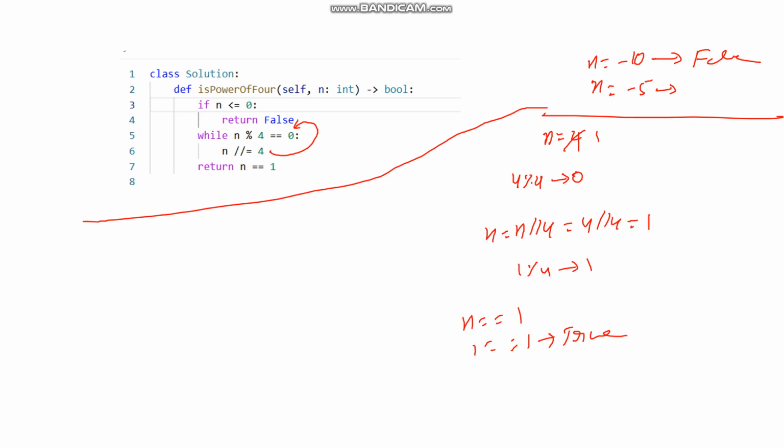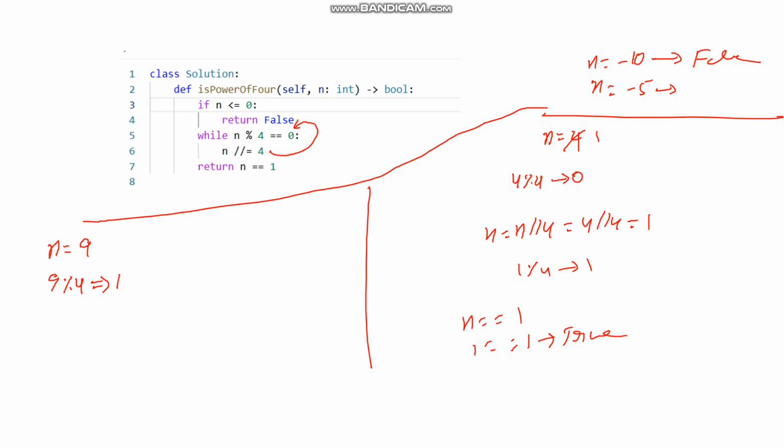If I give the data like this, assume here I give the n value as 9. 9 is less than or equal to 0? The condition is false. This will not be executed. While n mod 4, n mod 4 stands for 9 mod 4. What is the value of 9 mod 4? The 9 mod 4 value is 1.